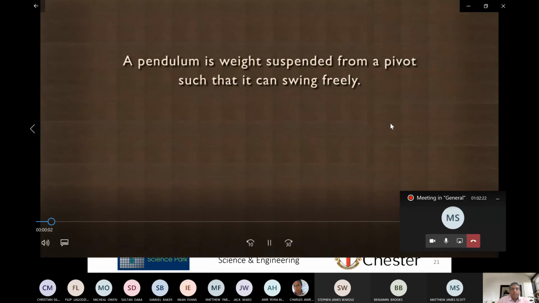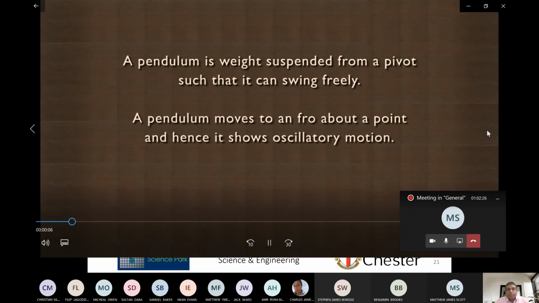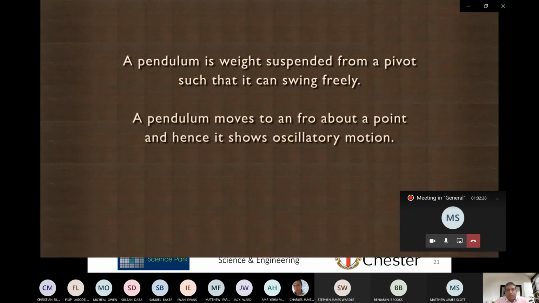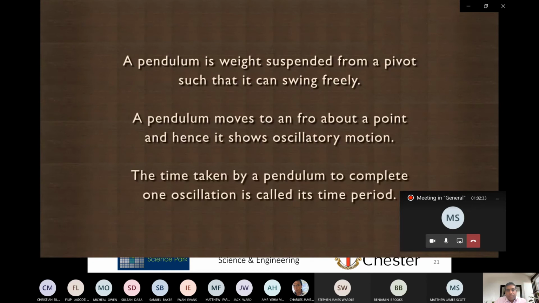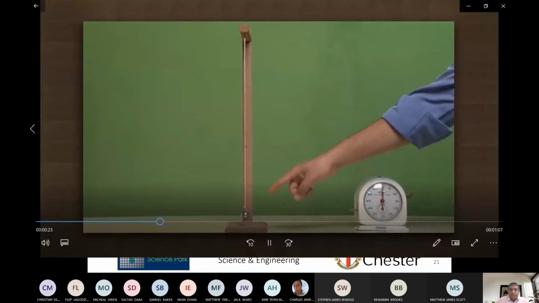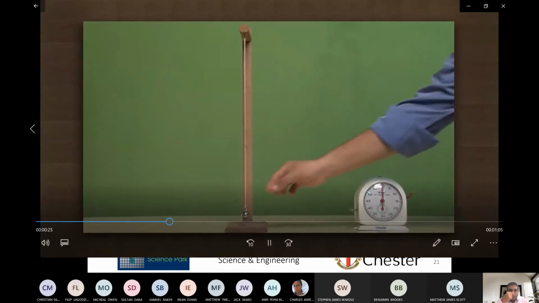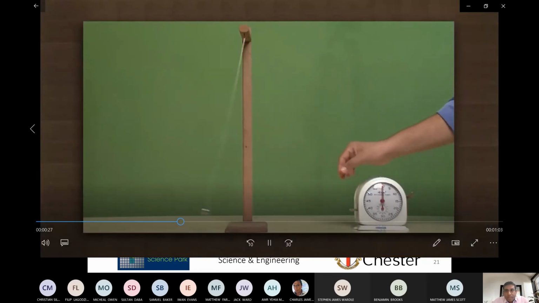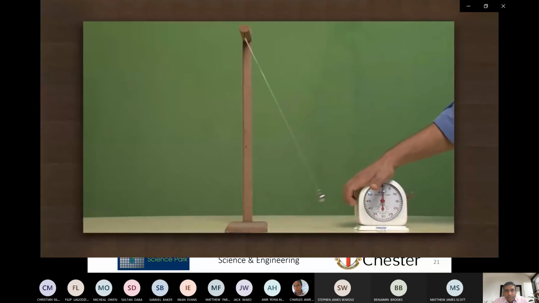A pendulum is simply weight suspended from a pivot such that it can swing freely. A pendulum moves to and fro about a point, and hence it shows oscillatory motion. The time taken by a pendulum to complete one oscillation is called its time period. Let us calculate the time period for a given pendulum. Here we have a pendulum and a stop clock. Now we will count the time it takes to complete 10 oscillations. Swing the bob to one side and leave it.